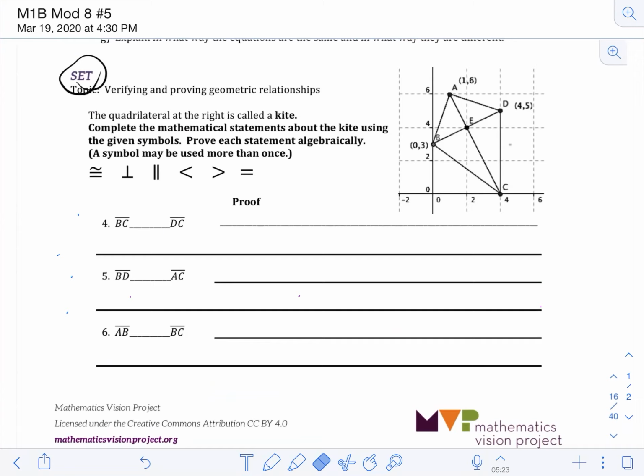Alright, so this is your problem, number 5. I'm still pretty new to using this stuff, so let me know how well it works, please.